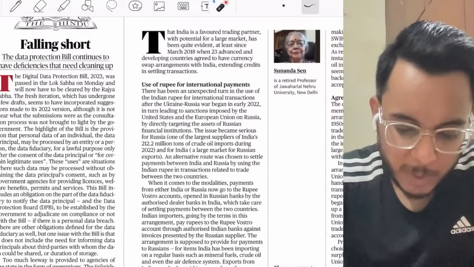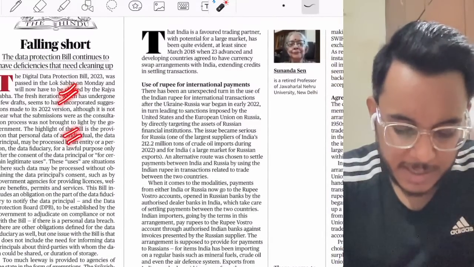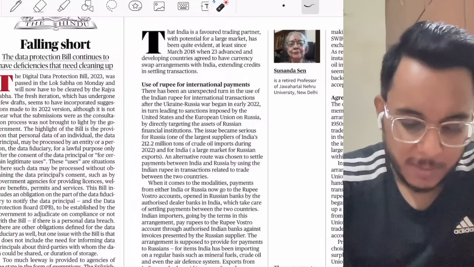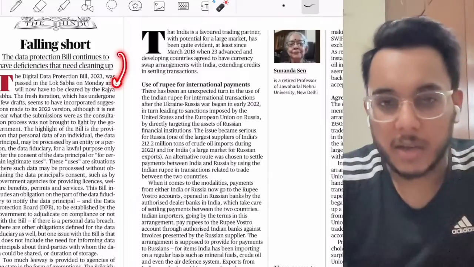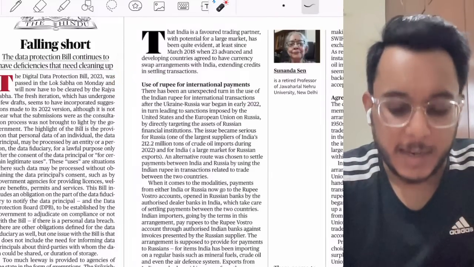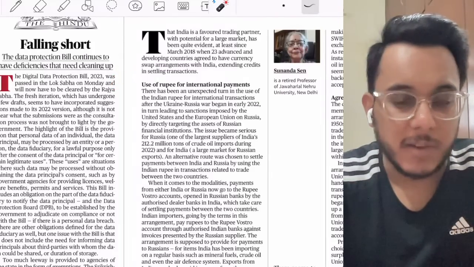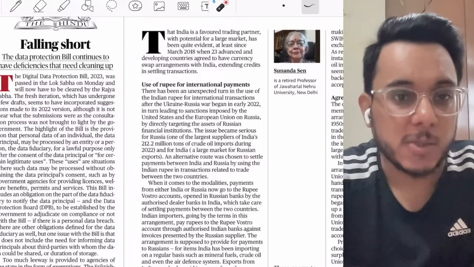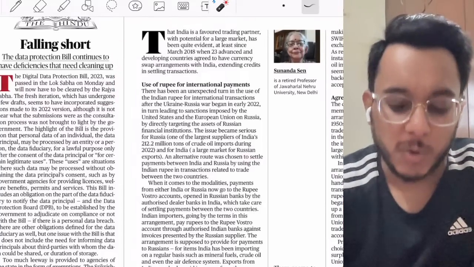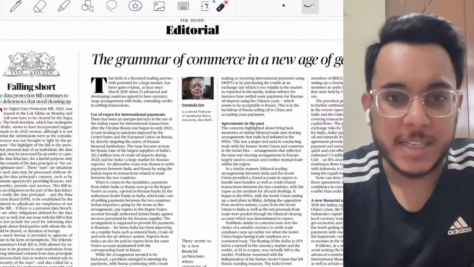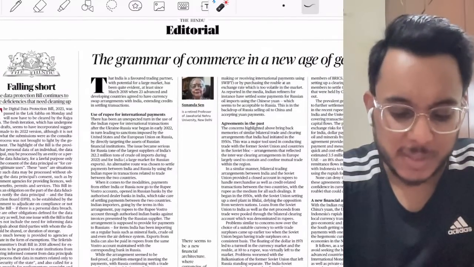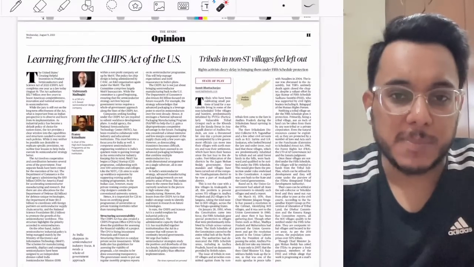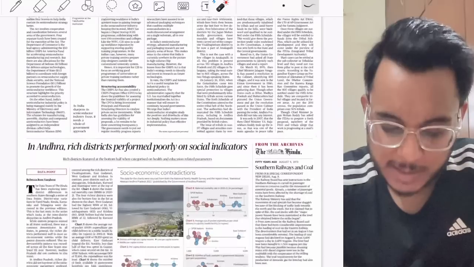Now, falling short, the data protection Bill continues to have deficiencies that need to be cleaned up. So basically, guys, when we talk about this recent data protection Bill, it got cleared in the Lok Sabha, and now the Bill will be brought into the Rajya Sabha. Now, the article is talking about how there are so many deficiencies in the Bill. However, I think in the past one week, at least two or three times, we have discussed it, so the same things have been repeated. Then, further moving on, learning from the CHIPS Act of the US, we'll see this particular article for the examination.